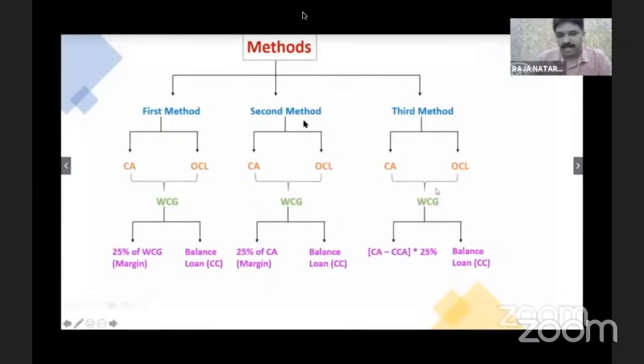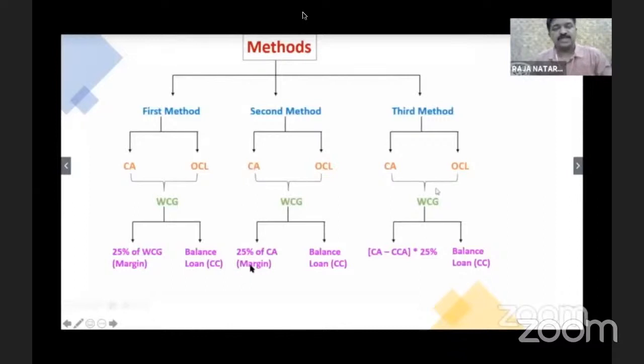Whereas in second method, the argument is when you create a current asset, fund some portion with other current liability. There is a gap, agreed. How the gap should be funded, that's where the second method differs from the first method. In second method, the working capital gap funding is like this.